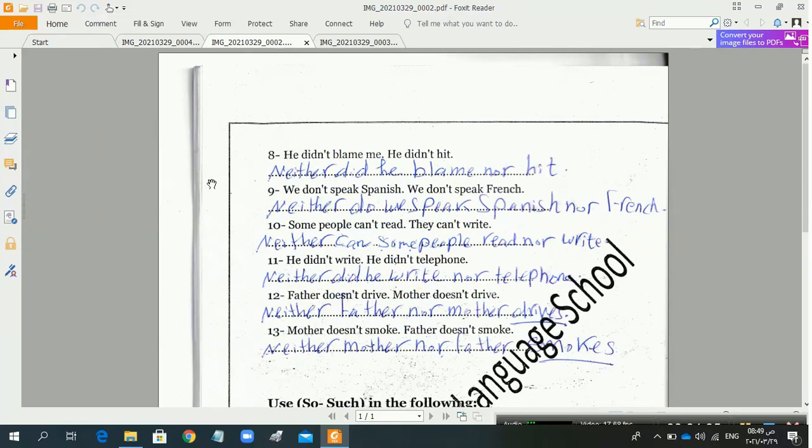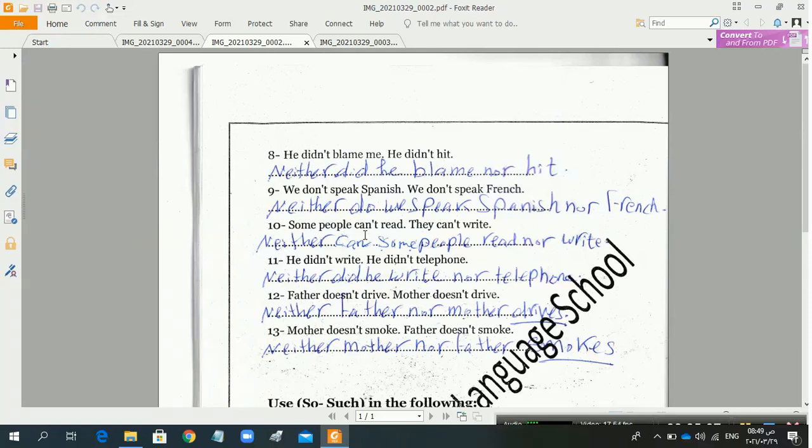Number eight, he didn't blame me, he didn't hit. Neither did, of course I have did, so I must use it. Neither did he blame nor hit. Number nine, we don't speak Spanish, we don't speak French. Neither do we speak Spanish nor French.